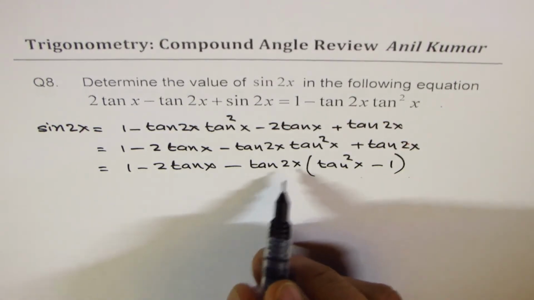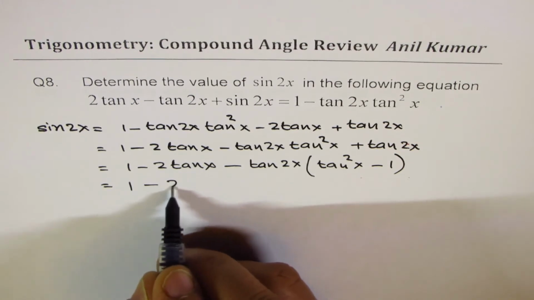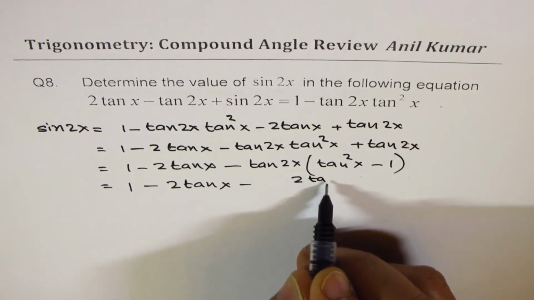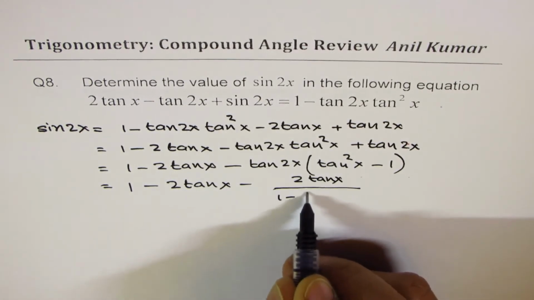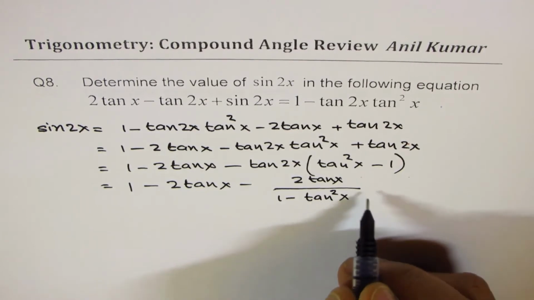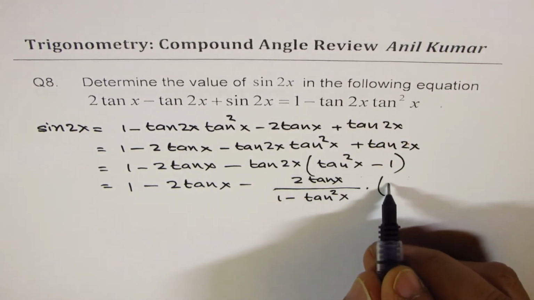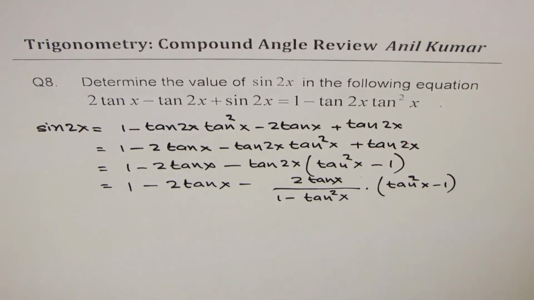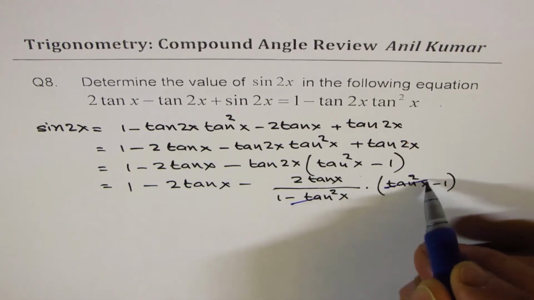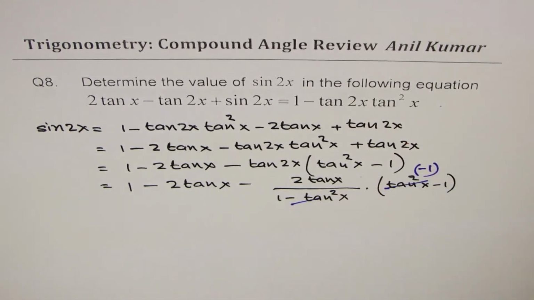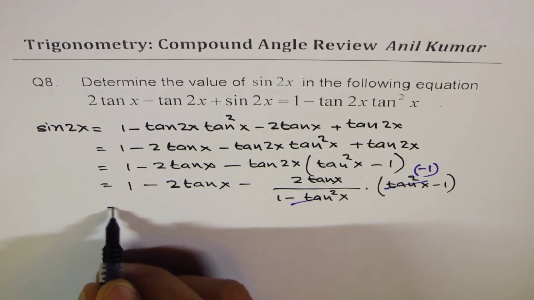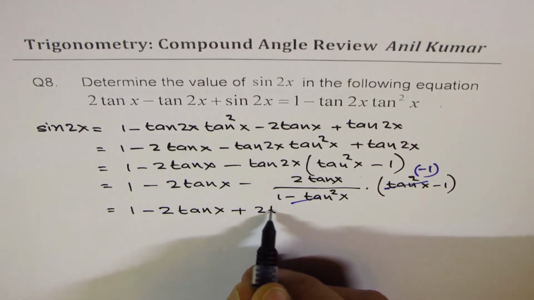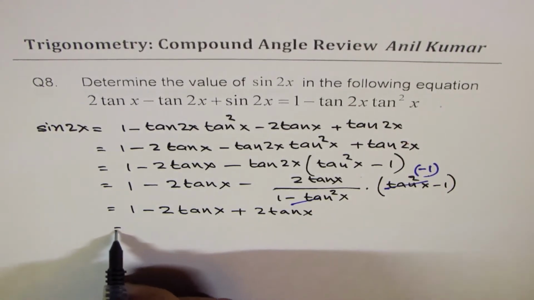Right? Now tan 2x could be written as 2 tan x over 1 minus tan square x, using the double angle formula. And in the numerator we have tan square x minus 1. Now that goes minus 1 times, right? So if I cancel these two, it gets minus 1 times. So minus minus makes it plus. So I could write this as 1 minus 2 tan x plus 2 tan x. Now that is 0, so we get 1.